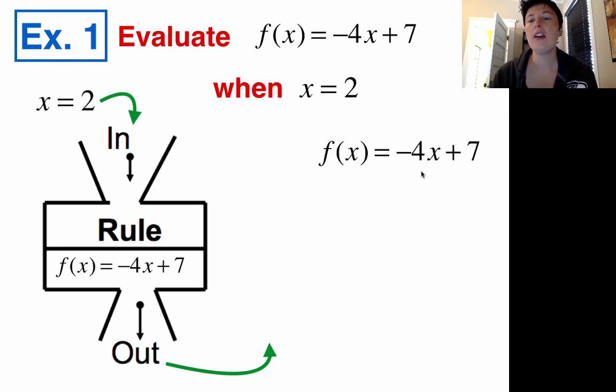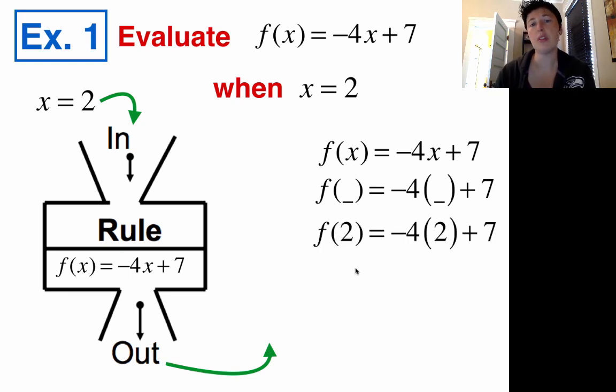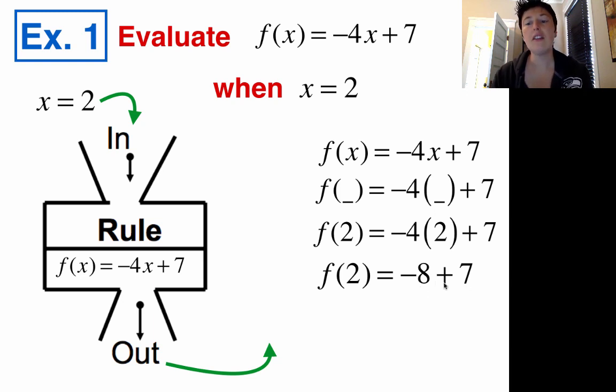So you see where the x's are. I'm going to replace them with blank spots. I'm going to take out the x, and I'm going to replace it with the number 2. Instead of f of x, I want to know what f of 2 equals. And it would be negative 4 times 2 plus 7. And then that's easy math for me to do. Negative 4 times 2 is negative 8. If I add on a 7, negative 8 plus 7 would be negative 1.